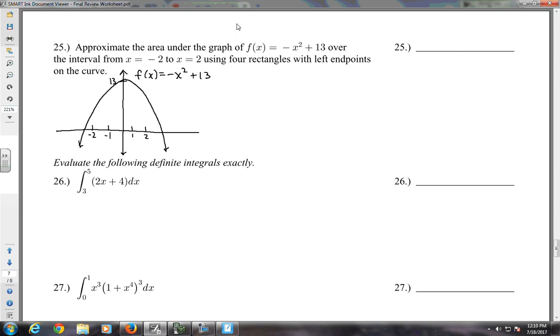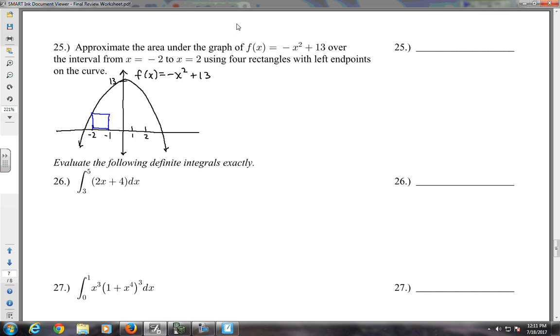Now, between negative 2 and 2, I have 4 subintervals, and I'm going to be using 4 rectangles. So the width of each of these rectangles should be 1. So I'm going to start over here on the interval between negative 2 and negative 1. That's going to span the base of my rectangle. I'm going to put the left endpoint on the curve. That defines the height of the rectangle.